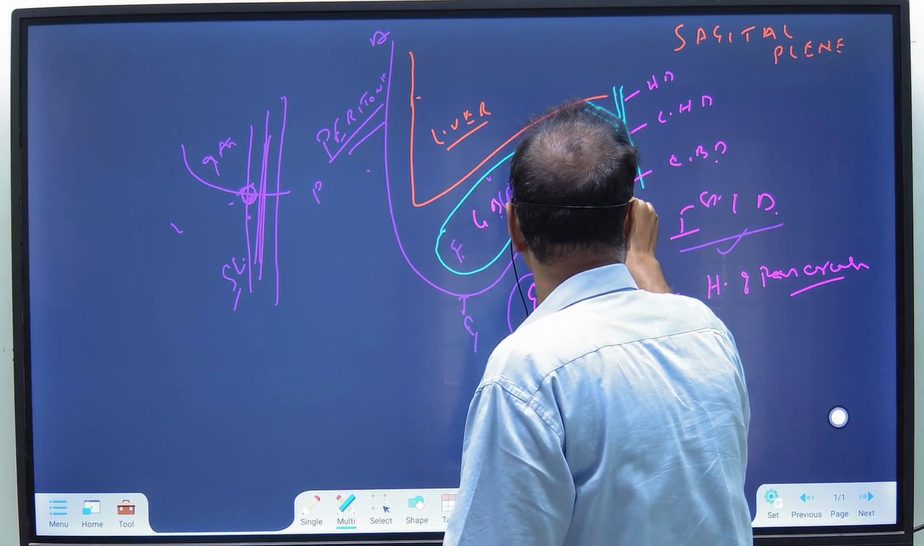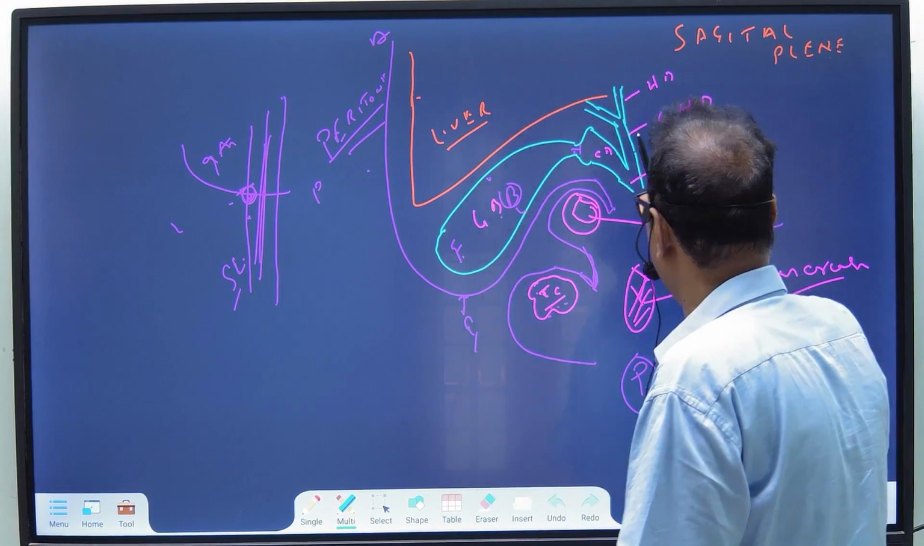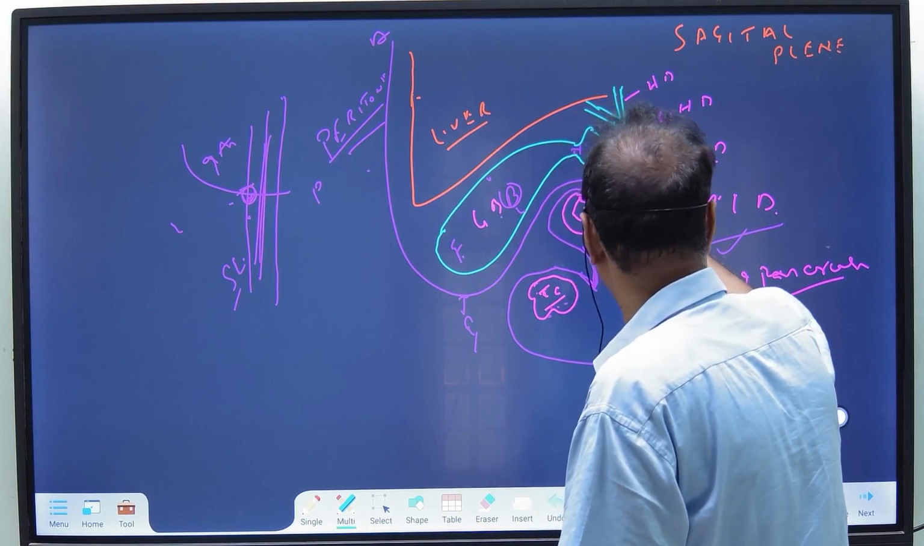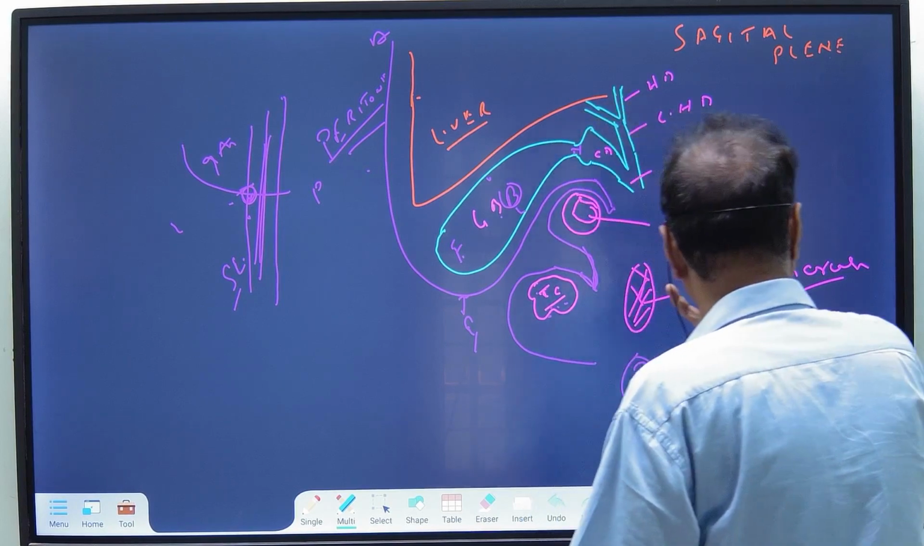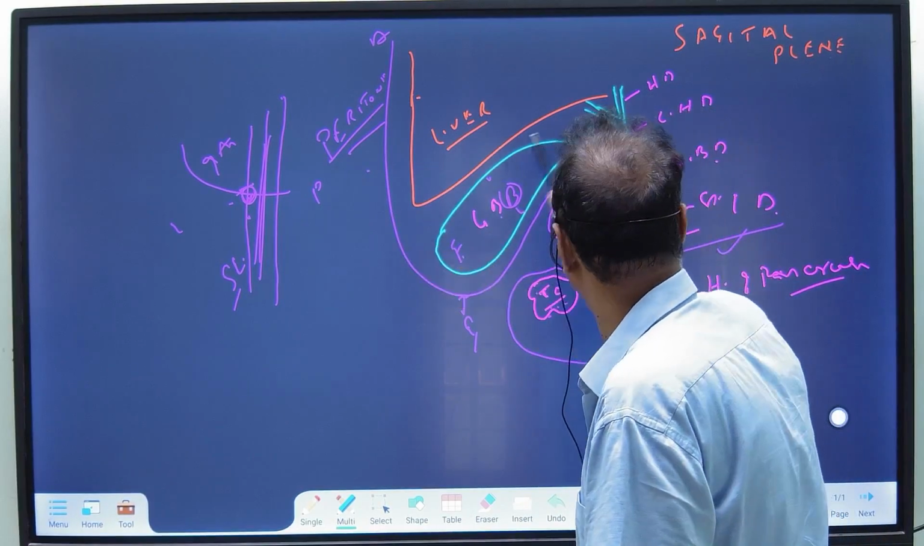Now this neck will continue as a cystic duct, and where will we feel it? In the right free margin. The common bile duct is to be found in the right free margin of the porta hepatis. The porta hepatis we could draw: this is the left side, this is the right side.